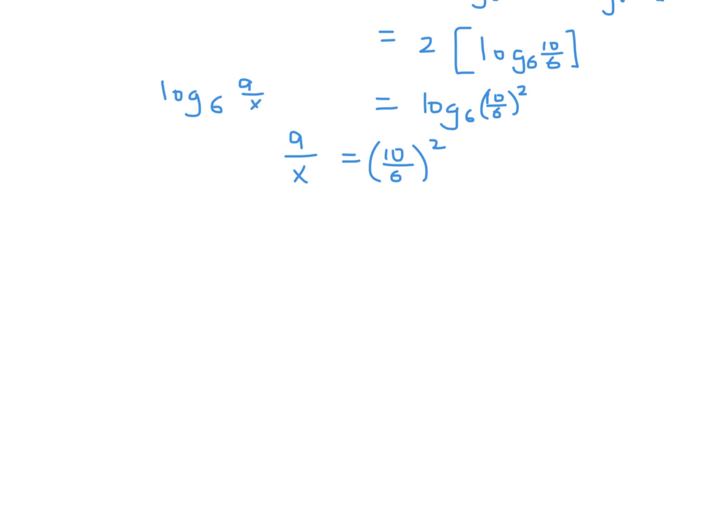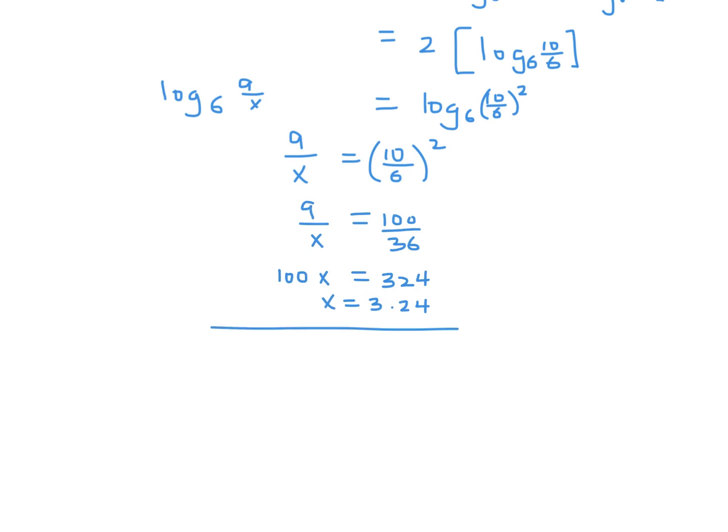Let's see here. What am I going to do here? 100 over 36 is 9 over x, and I guess we just cross multiply. So 9 times 36, which is 324, is 100x, and therefore x is equal to 3.24. Okay, so we got one value.